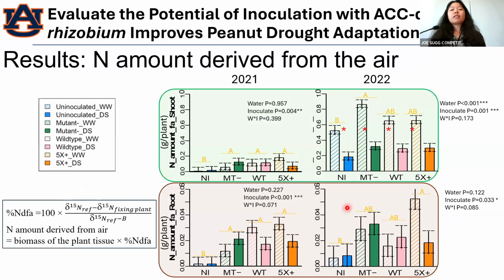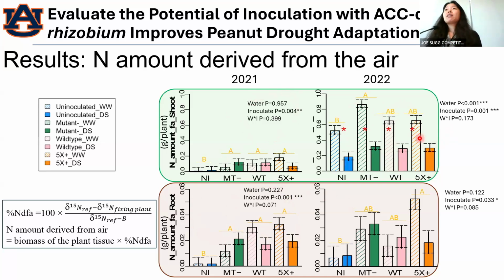So this result is telling us the drought does not have significant effect on the nitrogen amount derived from the air in the shoot in 2021. And also it didn't show significant effect on the nitrogen amount derived from the air in the root in both years. But it did show significant difference in the nitrogen amount derived from the air in the shoot in 2022.